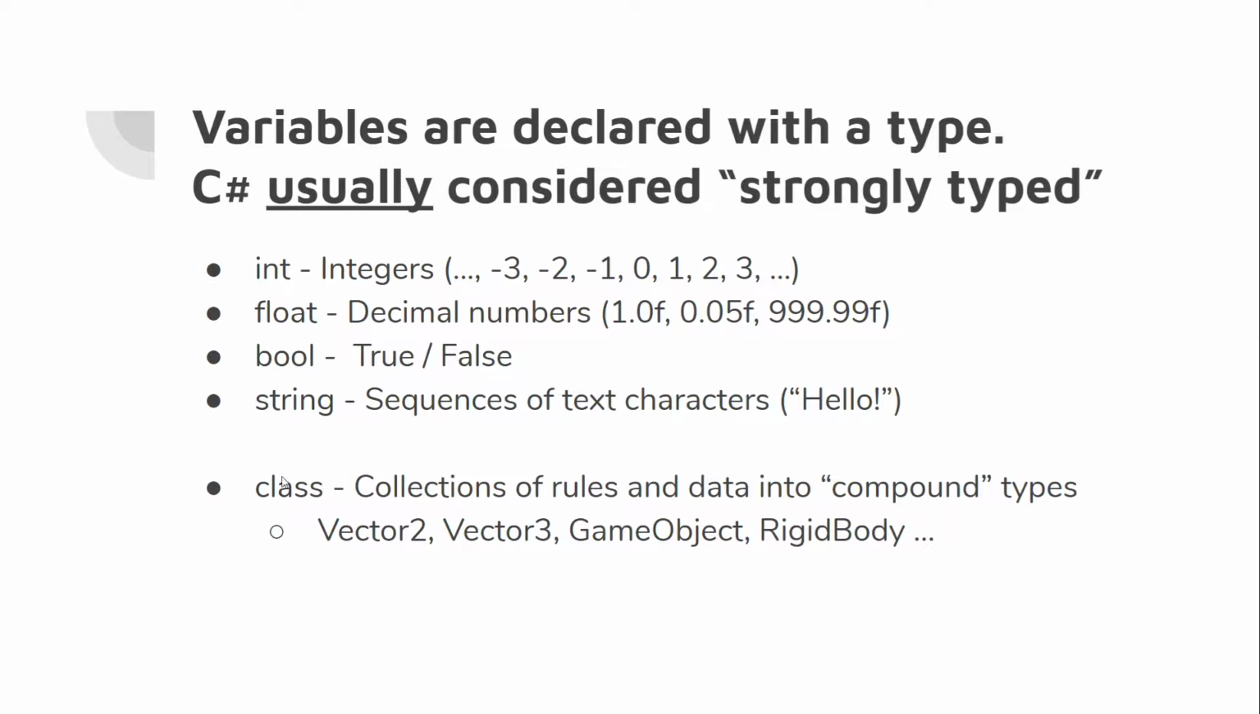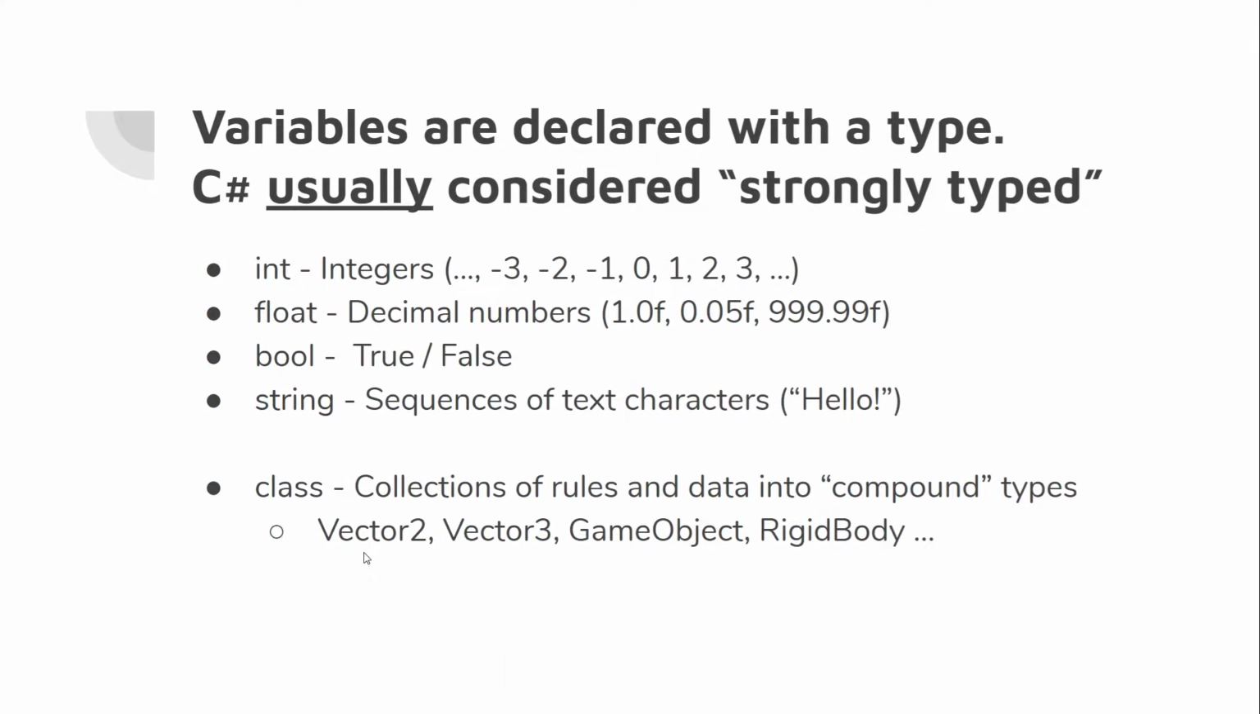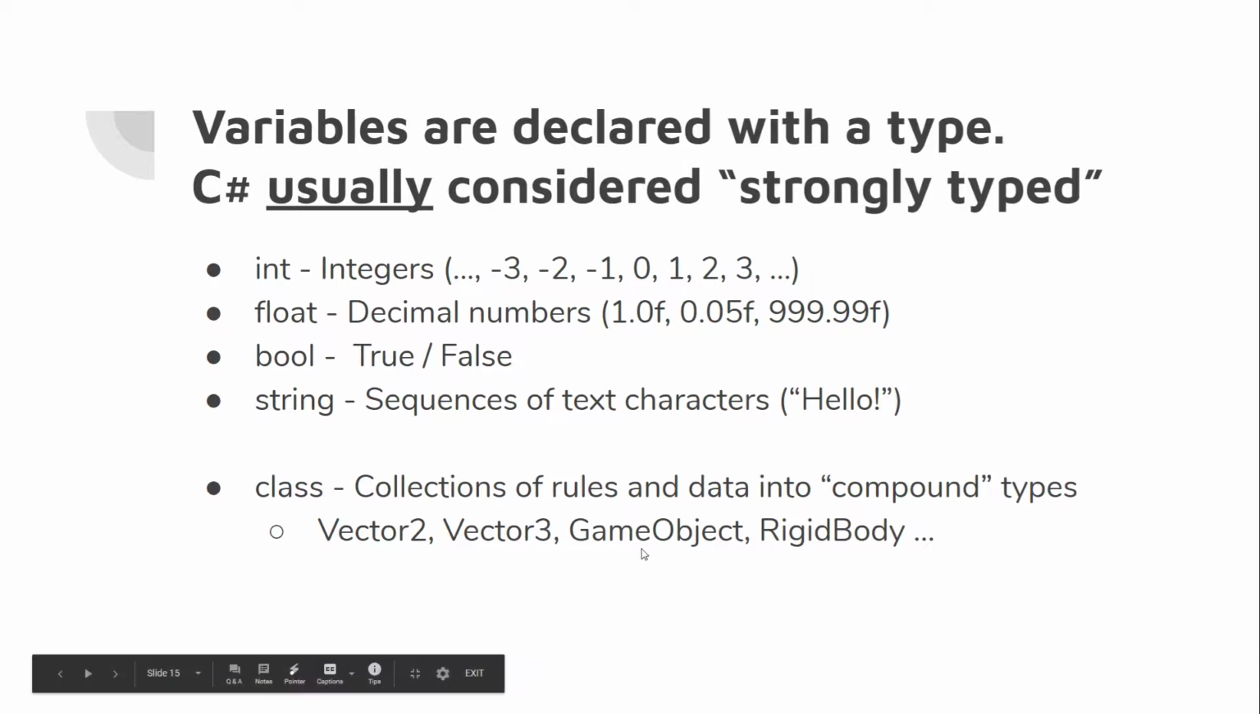Now, classes are collections of rules and data that are compound types. For example, there are some built-in ones that you'll be using, like Vector2, which is going to have an x and a y component. So it's going to have those two bits of data included in it, as well as certain ways of interacting with them. And Vector3s, and then also the more complex ones, such as GameObjects and Rigidbodies, and so on.